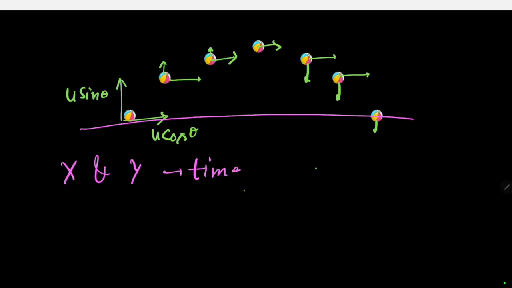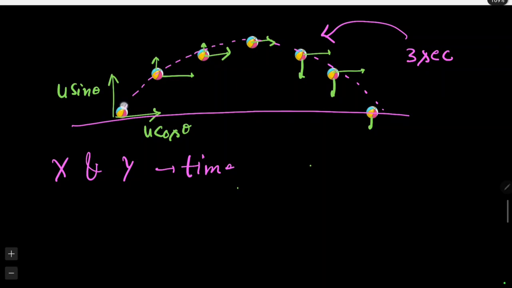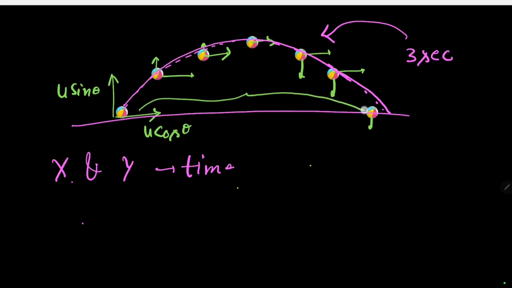For any projectile moving up and down, if it is taking 3 seconds in the air, that means in these 3 seconds the projectile is having displacement in y as well as in x. So the only thing which is common between the y-axis and x-axis in projectile motion is time.